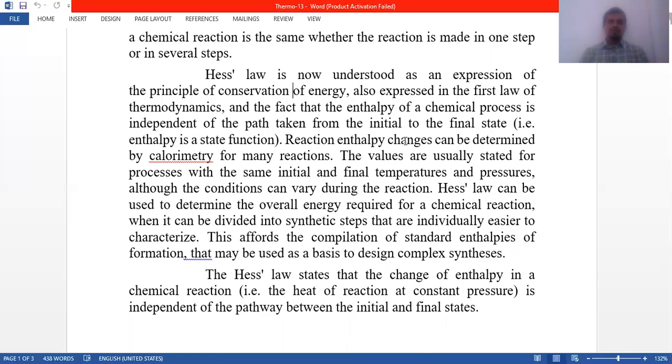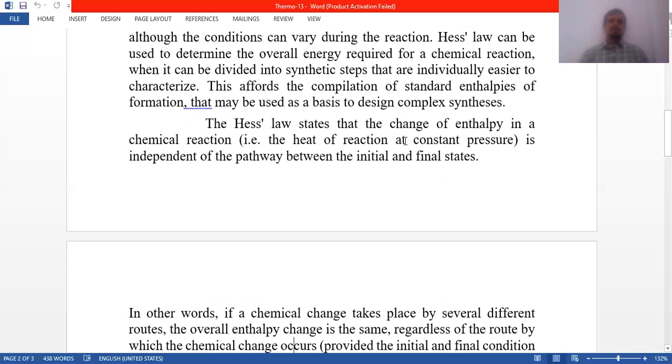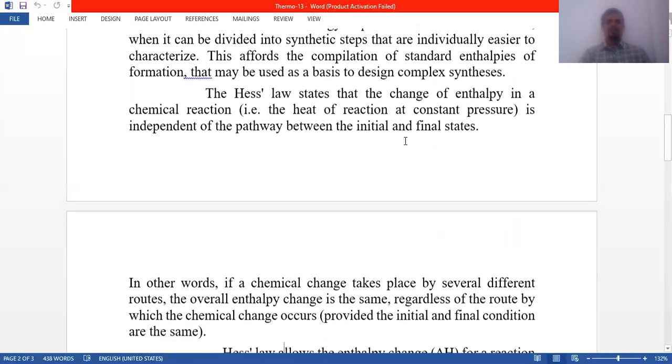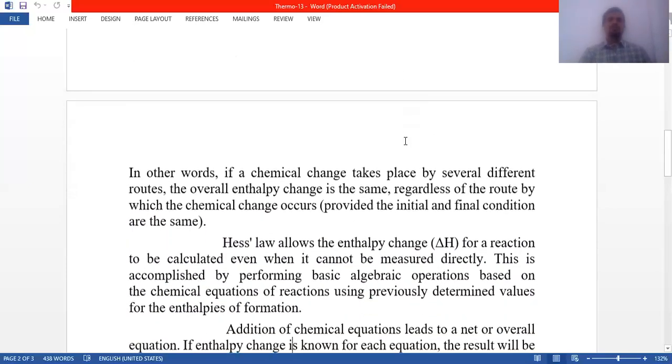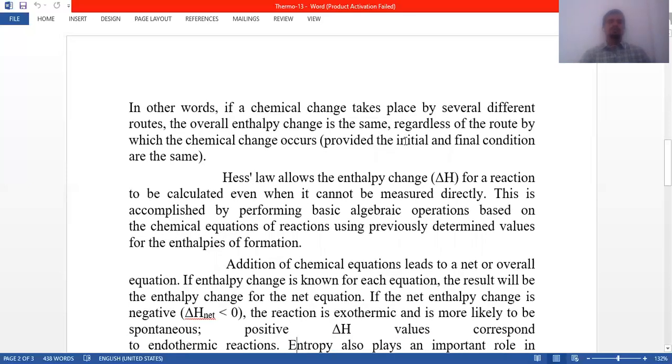So what do we mean by Hess's law states? Hess's law states that the change in enthalpy in a chemical reaction, that is the heat of reaction at constant pressure, is independent of the pathway between the initial and final states. In other words, if a chemical change takes place by several different routes, the overall enthalpy change is the same, regardless of the route by which the chemical change occurs, provided the initial and final conditions are the same.